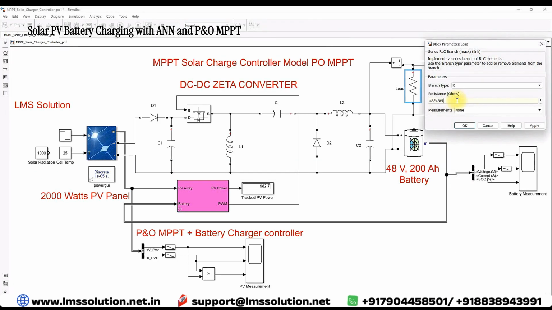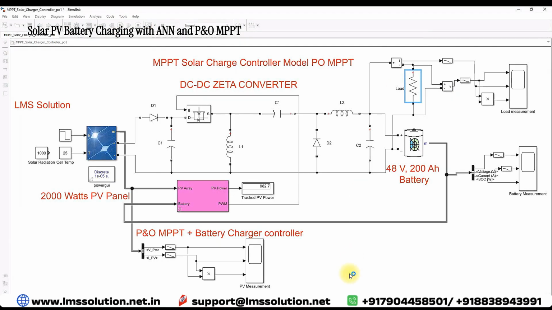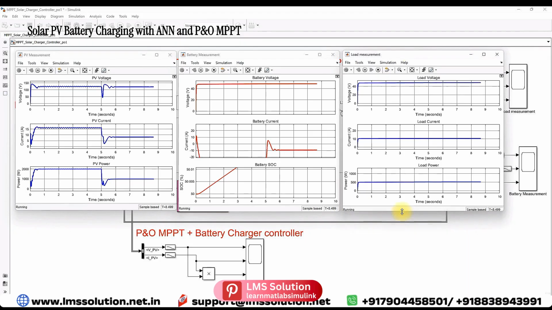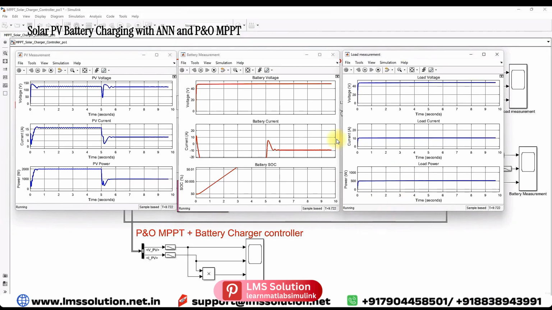Next I'm going to open the details of the PO MPPT. Here I need to make the load 500, and then I'm going to simulate the model. This is the result of the PO MPPT. Here also the load will be maintained at 500 watts. There is no deviation in that.